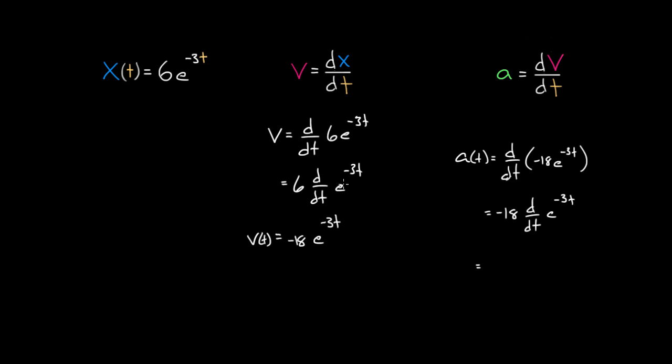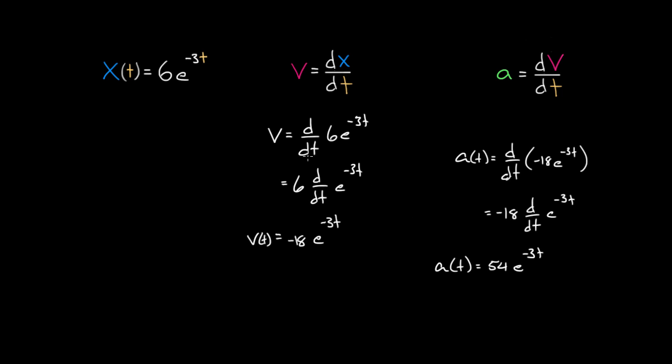The derivative of e to the negative 3t is e to the negative 3t times a negative 3, because you have to take a derivative of the top. So I get a negative 3 times a negative 18 is a positive 54. E to the negative 3t would be my acceleration as a function of time of this squirrel.